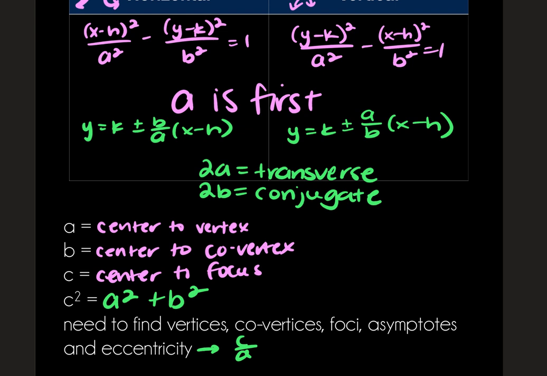I thought you said there was going to be no b over a. Say again? I thought there wasn't any eccentricity. Eccentricity? Yeah. On the test, there is. On the quiz, there was not. On the test, there is.